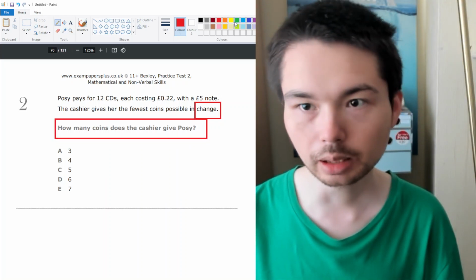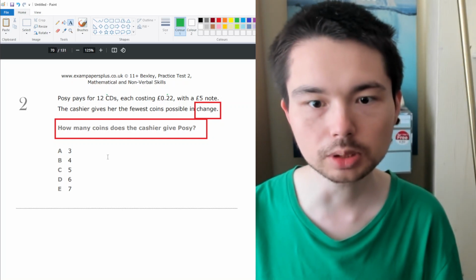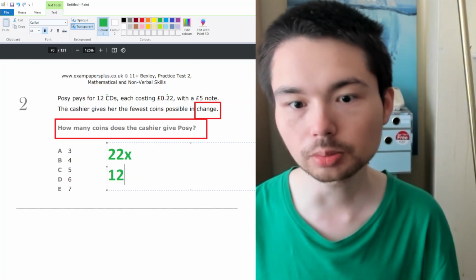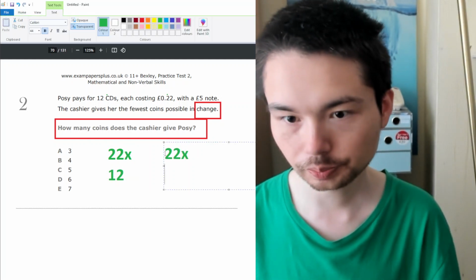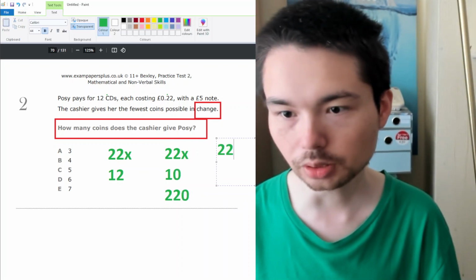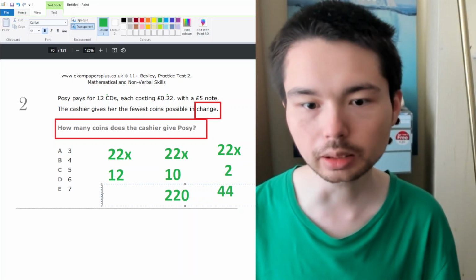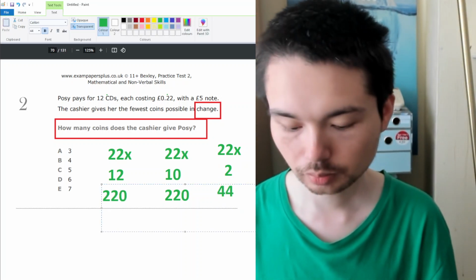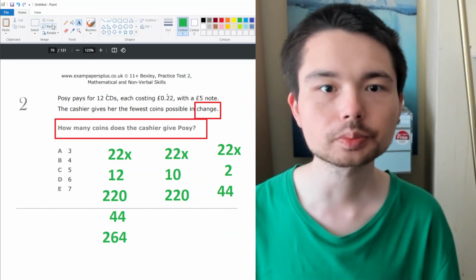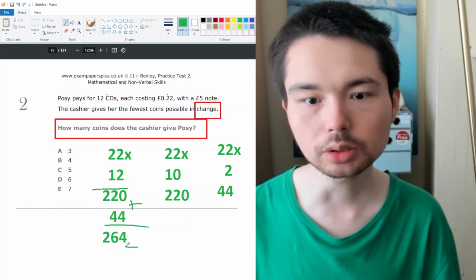Step 1, we care about how much money we spend. What are we going to do with 12 CDs and 22p? We will times it. Let's write it like this, 22 times 12. A nice way to do this is we can think of 22 times 10, this is 220. Then 22 times 2, we know this is 44. Then we take these two answers and add them. Stack them up here, so we get 264.